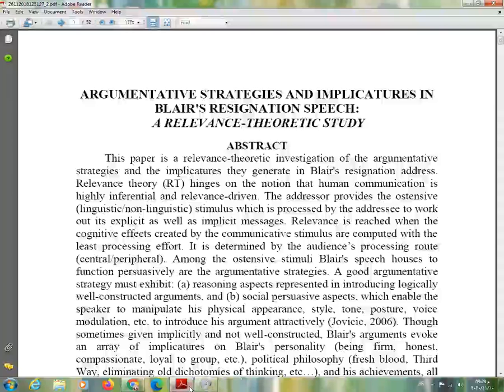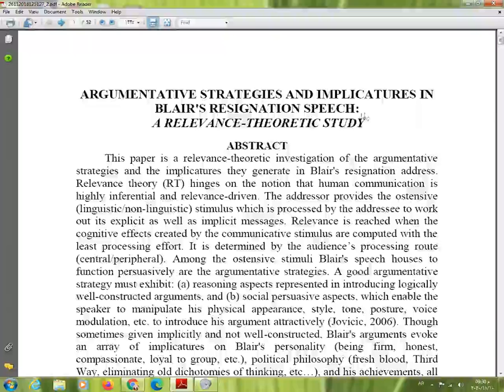Hello, fourth year. This is our first lecture in linguistics, and today we're gonna start with the first paper in your book, Linguistic Studies, which includes a number of papers I have conducted throughout my research career. The first paper is Argumentative Strategies and Lectures in Tony Blair's resignation speech, a relevance theoretic study.